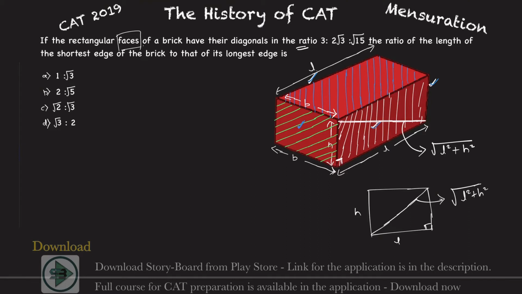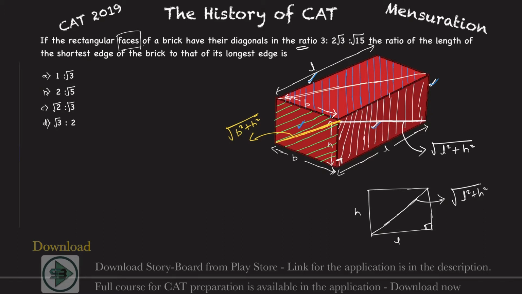Similarly, how can I get the diagonal of this face? This is how it will look, and what will this length be? This will be equal to the square root of B square plus H square. That will be the length of the diagonal of this face. Okay, and let's move to the last diagonal of this.